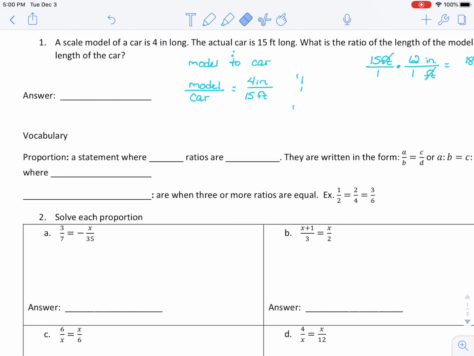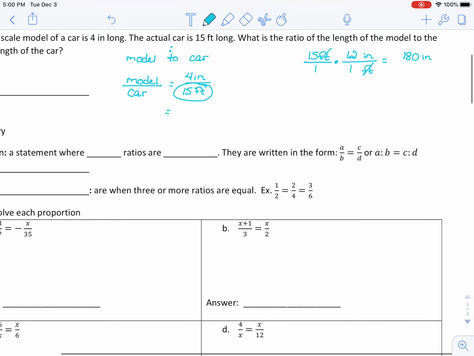Sorry, I'm trying to erase this. And I'm going to replace this. Instead of 15 feet, we just said that's the same thing as 180 inches. So I'm going to keep the 4 inches on top here. That stays the same. But now I'm going to put the 180 inches. And what you see, inches over inches, it cancels.